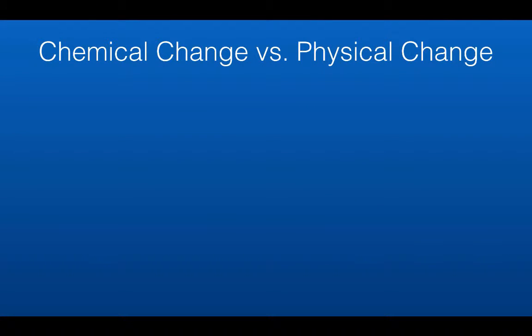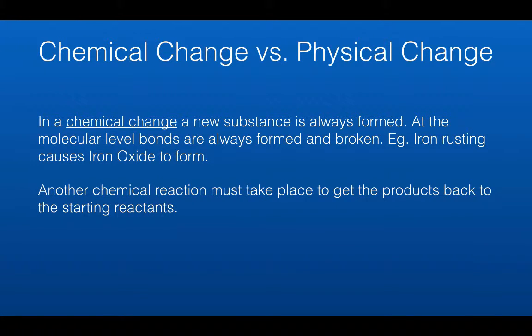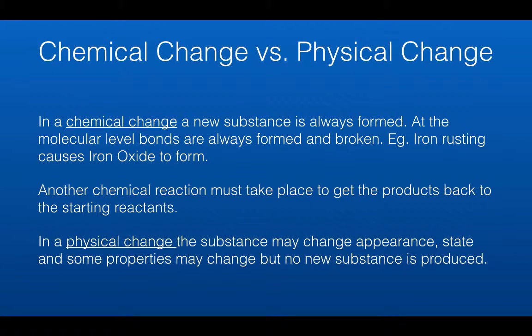Chemical change versus physical change. Well, in a chemical change, a new substance is always formed. At the molecular level, bonds are always formed and broken. An example of this could be on your bike. Iron is rusting, and this is forming iron oxide. Well, another chemical reaction must take place to get the products back to the starting reactants. In a physical change, the substance may change appearance or state, and some of the properties may change, but no new substance is produced.